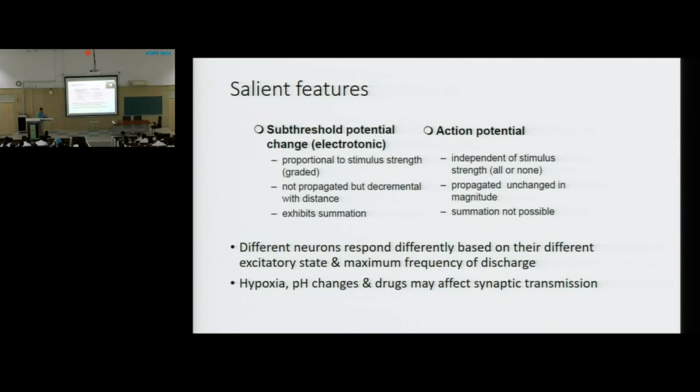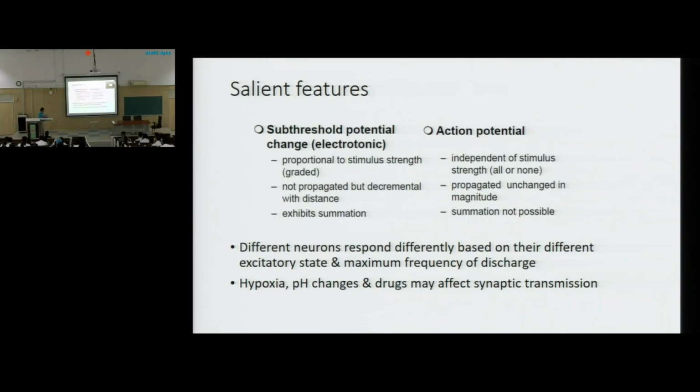The subthreshold potential change is not propagated but decremental with distance, and action potential is propagated unchanged in magnitude. I think you have been told about some physics of impulse conduction. Okay, what is time constant, what is space constant, through that we can find out. Then this electrotonic conduction shows summation, while in action potential summation is not possible.